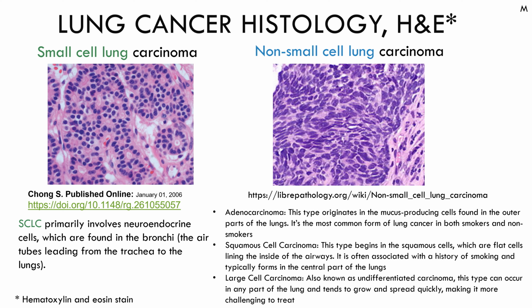Squamous cell carcinoma is another one for non-small cell lung cancer. It begins in squamous cells, which are flat cells lining the sides of the airways. It often is associated with a history of smoking and typically forms in the central part of the lungs. And then large cell carcinoma, also known as undifferentiated carcinoma. This type can occur in any part of the lung and tends to grow and spread quickly, making it more challenging to treat.